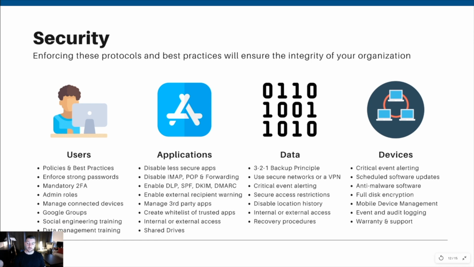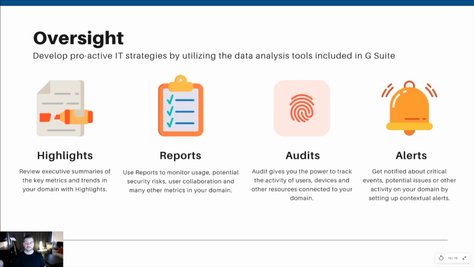It's also very important to make sure you're using proper protection like anti-malware software. You're doing full disk encryption to make sure if your device gets stolen, no one's going to be able to get access to it. And you're using things like mobile device management to wipe your device in case it gets stolen. You're going to see what applications folks are using, etc. And again, with the event and audit logging, if something goes wrong, we're going to be able to look at the logs and see what went wrong where. And with warranty and support, you're going to be able to get your device fixed quickly.